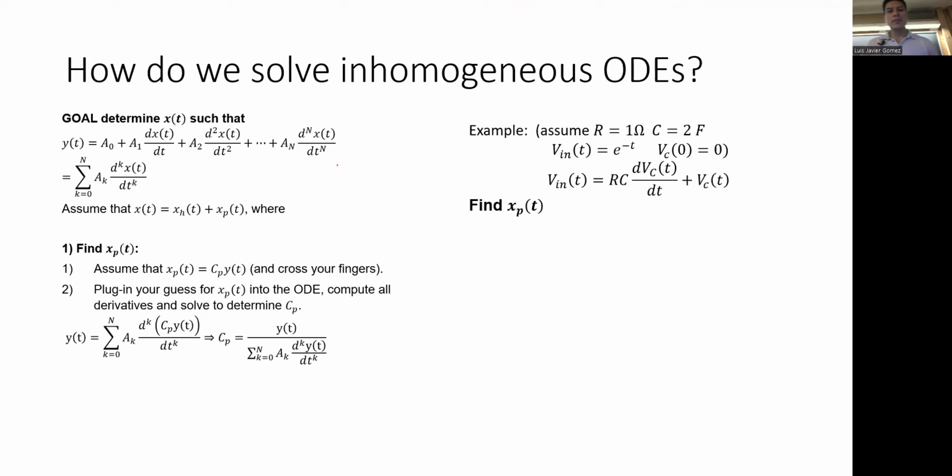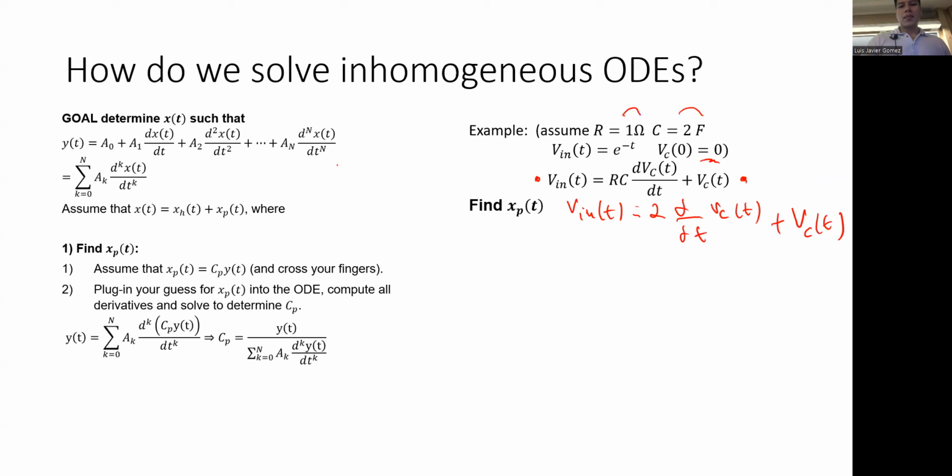So let's say we have this particular equation here, and they give us that R equals 1 ohm, C equals 2 farads. They also gave us that the initial voltage across the capacitor at time equals zero is zero. So we have that Vin of t is equal to 2 d/dt of Vc of t plus Vc of t. Now we're going to find x particular. So what's the first step?